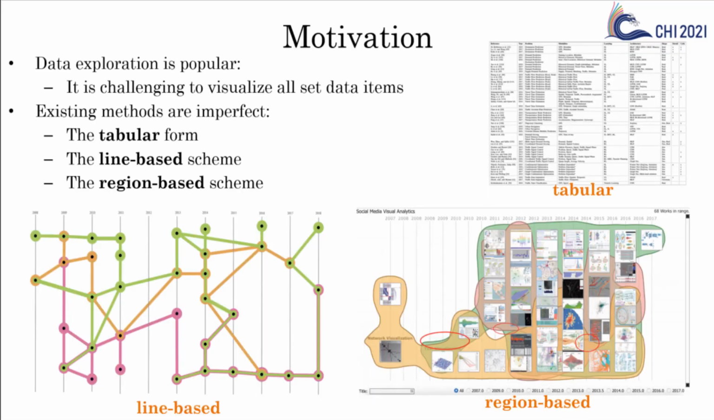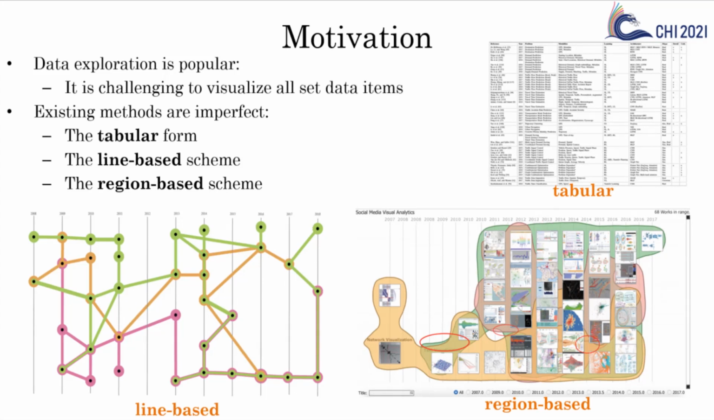Nowadays, it is challenging to visualize complex site information. For example, in survey writing, one literature may belong to multiple categories, while one category may involve multiple literatures. The traditional tabular form is not intuitive. The land-based scheme lacks a representative image, while the region-based scheme generates artifacts caused by empty overlapping regions.